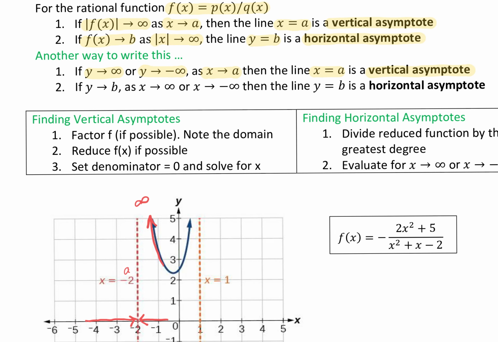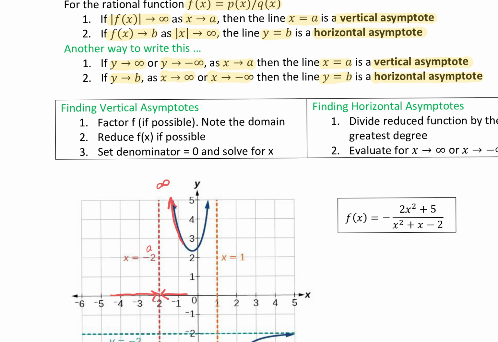Let's go on to what a horizontal asymptote is. If y approaches some number b as x goes to positive or negative infinity, then y equals b is going to be a horizontal asymptote. So this is talking about end behavior. Remember, horizontal asymptotes, that would be end behavior.